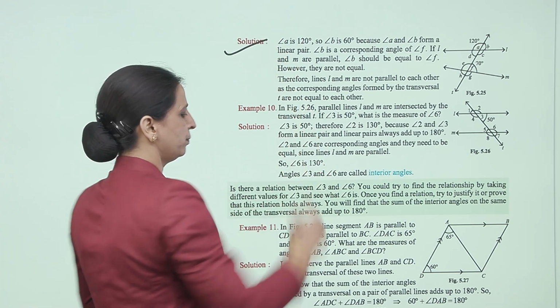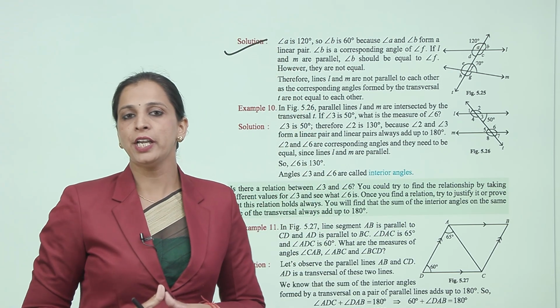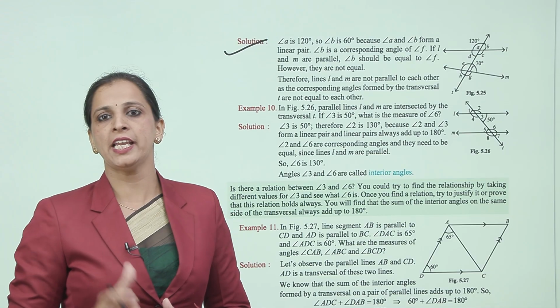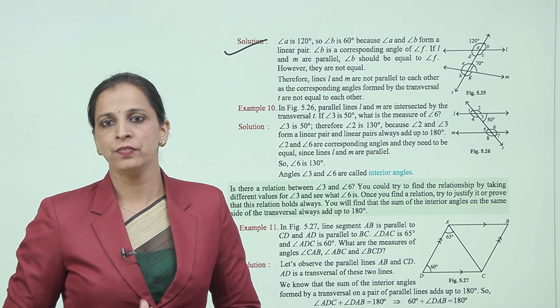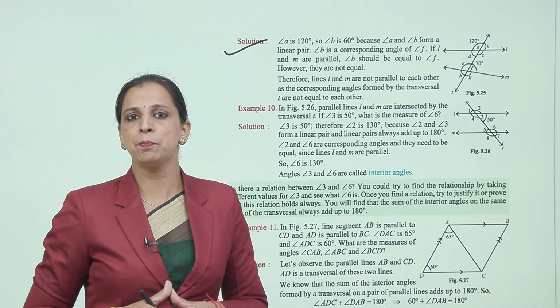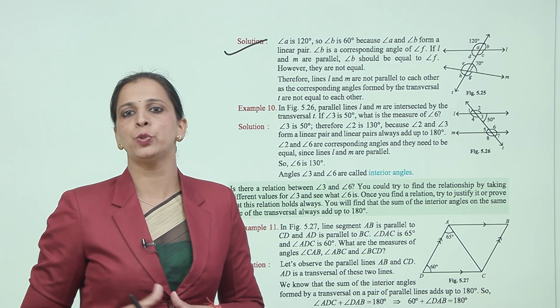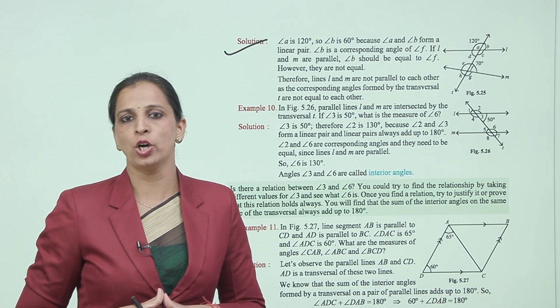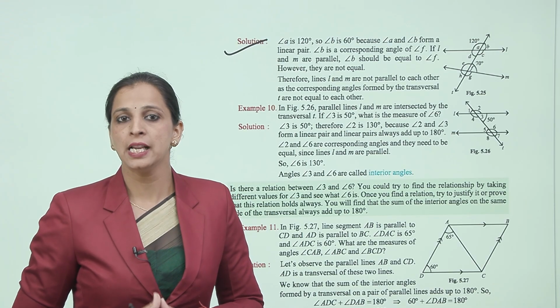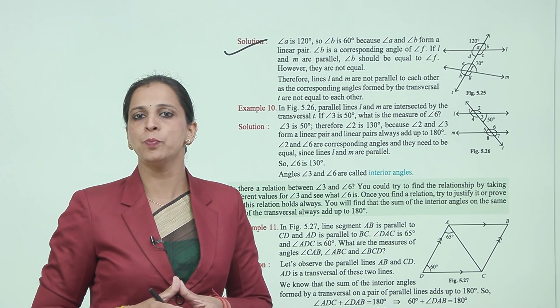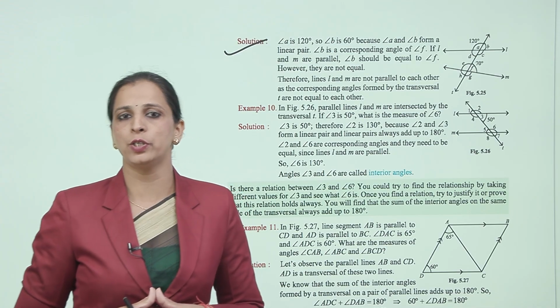Solution: angle A is 120 degrees, so angle B is 60 degrees because A and B form a linear pair. B is the corresponding angle of angle F. If L and M are parallel, angle B should be equal to angle F. However, they are not equal. Therefore, lines L and M are not parallel to each other as the corresponding angles formed by the transversal T are not equal to each other.